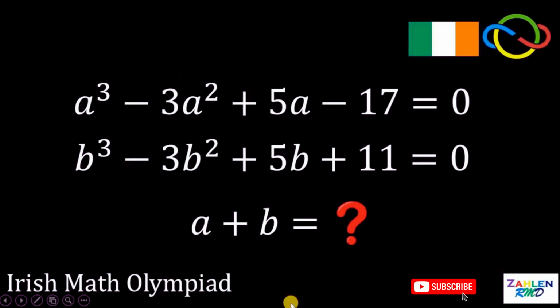Solve for the value of a plus b given that a cubed minus 3a squared plus 5a minus 17 equals 0 and b cubed minus 3b squared plus 5b plus 11 equals 0. You can pause this video if you want to give this problem a try.